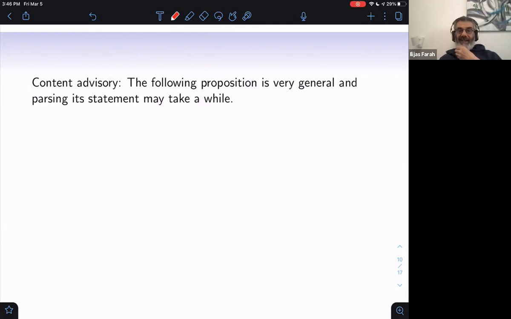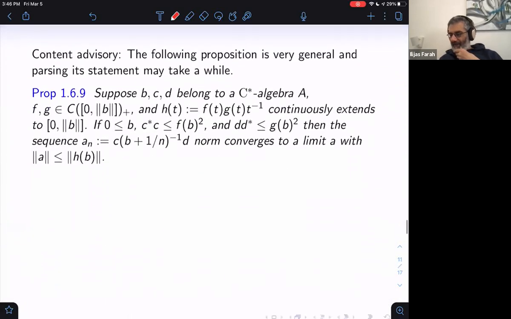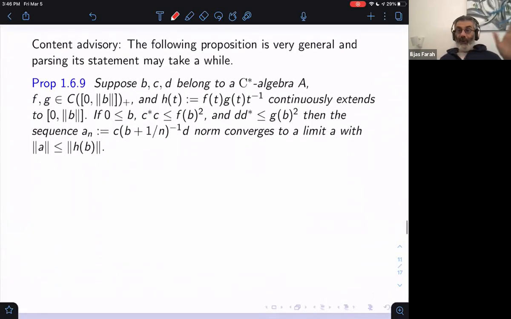I mean, it's not the easiest book to read, but it contains a wealth of really quite sophisticated material about C algebras. Anyway, so here's the statement. Right, I warned you, right? So it's not easy to read. Let's just see what's going on.